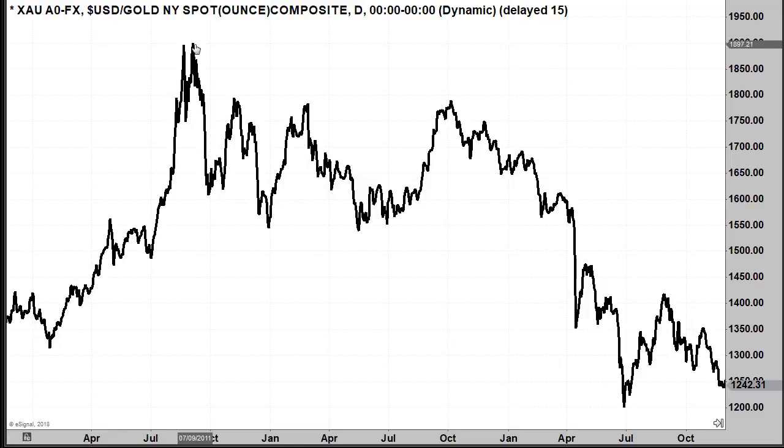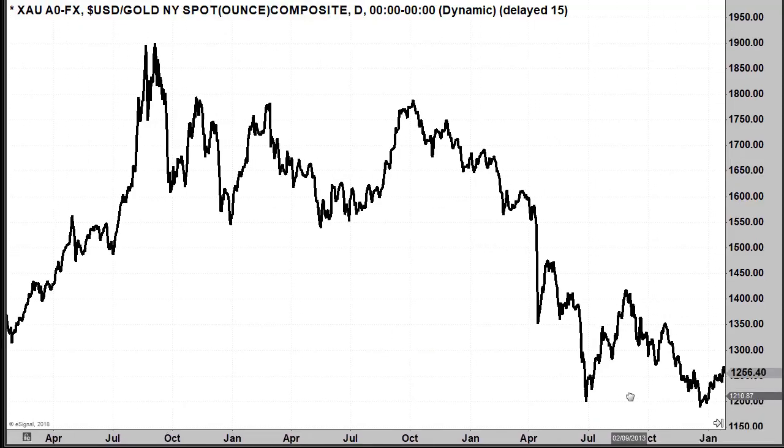And you can see what happened. It went from the peak of $1,900 all the way down to $1,100. And let me just say this, a lot of the people who bought gold at the time eventually threw in the towel, and many people just started selling at the worst possible time, when it was eventually about to bottom.